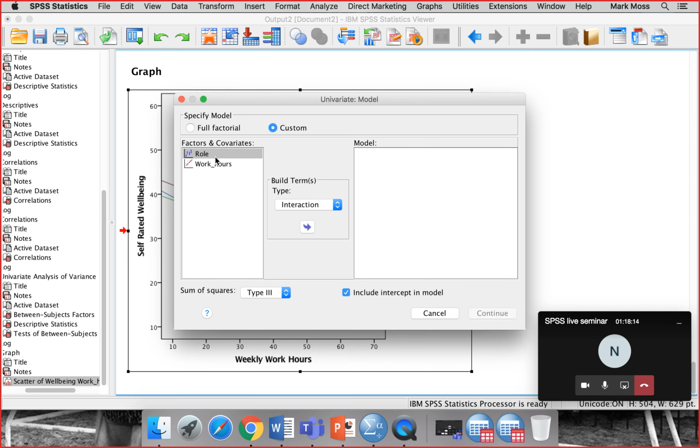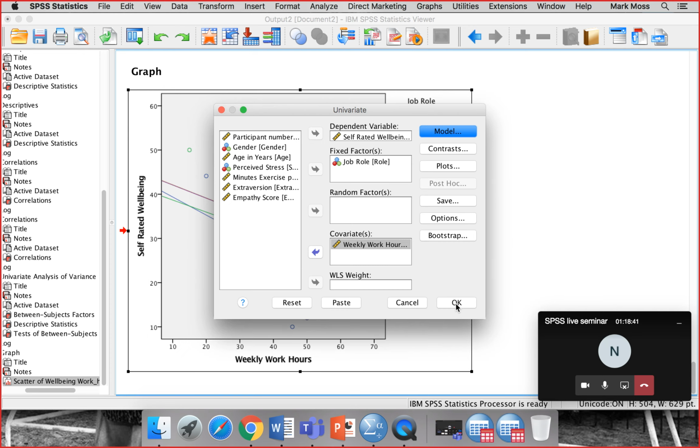What we do is we take our independent variable, role, and send that over. We take work hours and send that over. But the thing we're really interested in is the interaction term between these two. We send that over and you see you've got role star work hours. That's the interaction between the independent variable and the covariate. We then click on Continue.